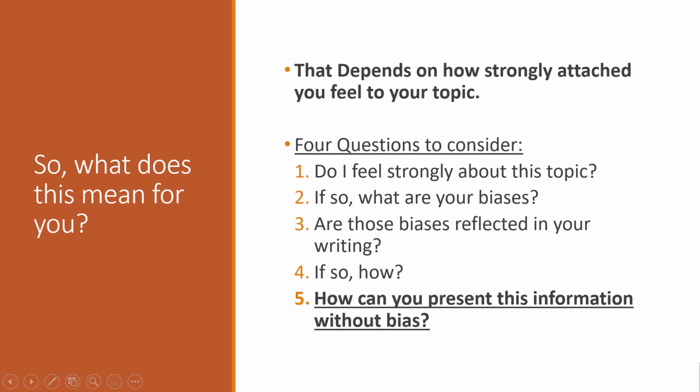So what does this mean for you? Well, for some of you, this might not mean much at all. You might not feel very strongly either way about your topic, and this might not be much of an issue. However, some of you have picked articles you feel strongly about, and you're going to have to check your passion and simply report the facts on your topic. To do this, ask yourself the following questions. 1. Do I feel strongly about this topic? 2. If so, what are your biases? 3. Are those biases reflected in your writing? And finally, if they are, how? If you can identify biases in your writing, you should of course ask yourself one more question. How do I present this information without biases?